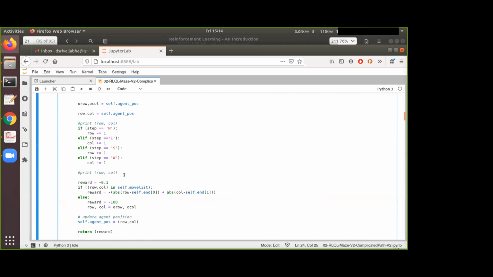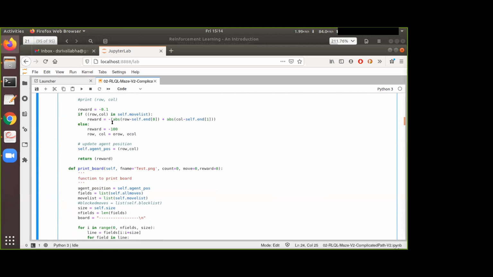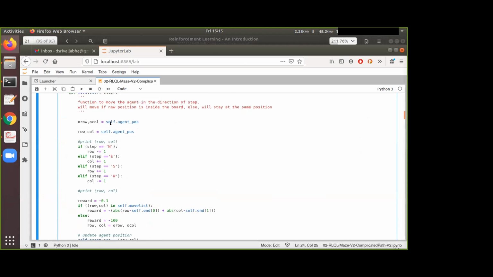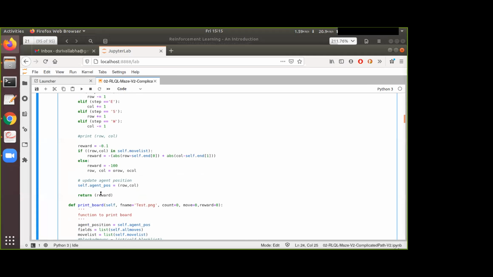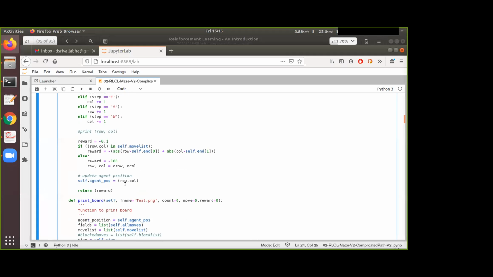So if the agent makes a movement within the permitted list, if the new position is within the permitted list, then there is a small reward associated with it. If the move is outside the permitted list, the agent says, I want to jump out of the board, then there is a heavy penalty. When I say reward, it is called reward, but there is a negative sign. A negative sign would simply mean penalty. That is all it is. So I'm setting up, if the agent takes a move, for each move, what is the final state and what is the reward? That I will return. I'll return the reward and I'll update the state of the agent after the move.